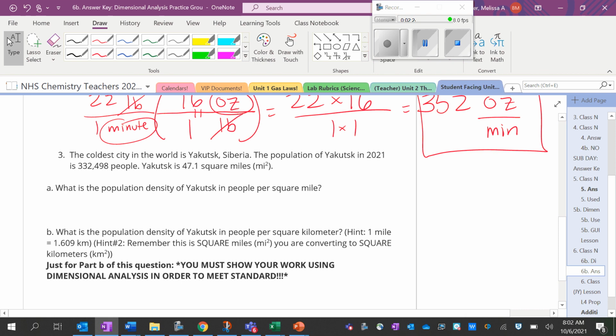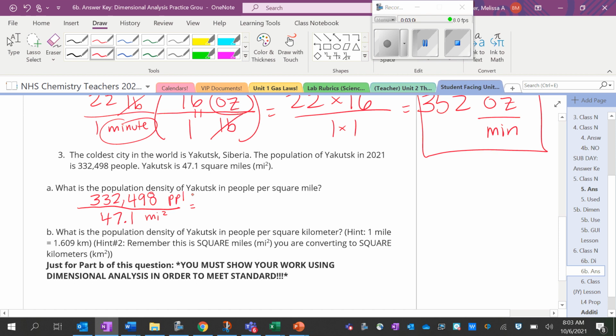The coldest city in the world is Yakutsk, Siberia. The population is 332,498. That city is 47.1 square miles. What is the population density in people per square mile? Okay, so we need to take the number of people, because per means divide, divided by the number of square miles. So people per square miles.